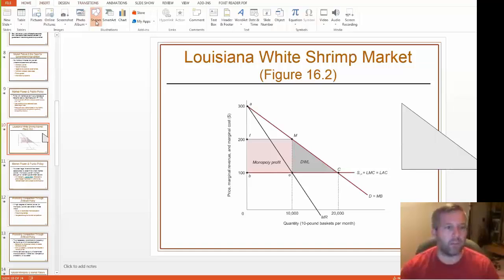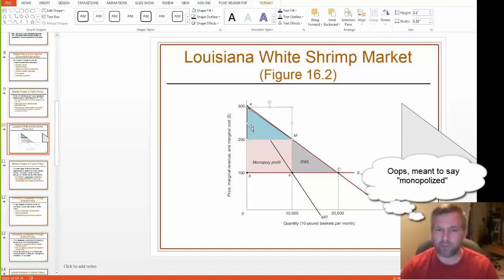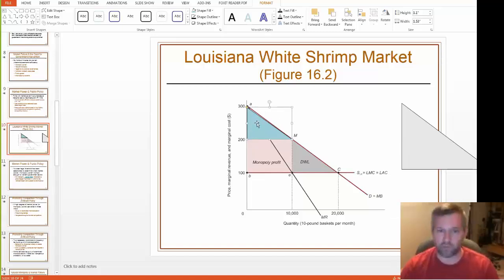Now that the market is a monopoly, though, you'll still have some consumers who are happy. So these people who are willing to pay 250, thereabouts, any price above 200, those people are still happy because they only have to pay a price of 200. So if you're willing to pay 201 or 290 and you only have to pay 200, then you're happy. So even though the market is no longer competitive, there's still going to be some consumers out there who feel like it's a good deal to buy white shrimp for $200 a basket.